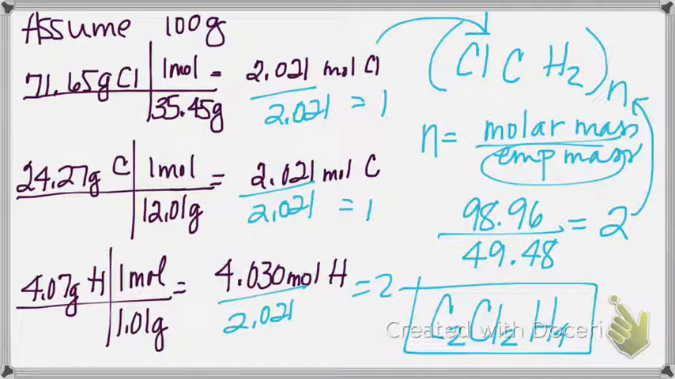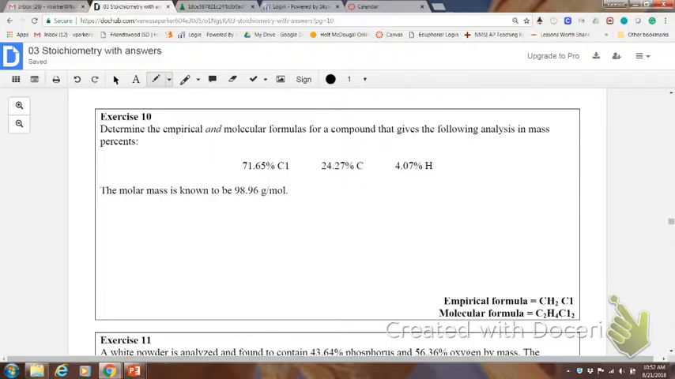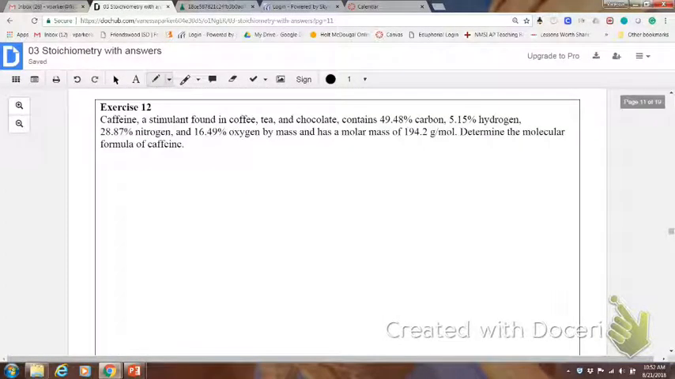Okay? Do you want me to work another one? Yes. Okay, I can do that. So I want to skip over and do exercise 12. I'll let you go and do 11, but we'll do exercise 12 because it's got a lot of stuff in it. It's caffeine. Yay for caffeine.